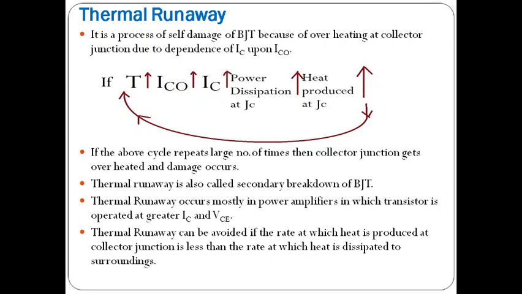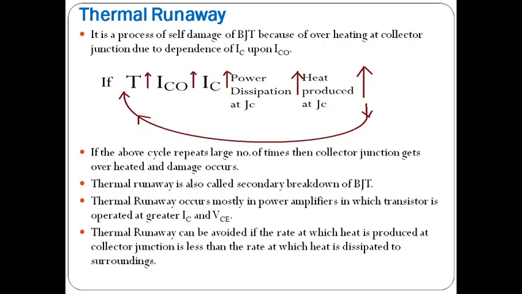This thermal runaway is also called secondary breakdown, because the collector junction goes into the breakdown region. Thermal runaway occurs mostly in power amplifiers. Why? Because in power amplifiers, the transistor is operated at higher values of collector current and VCE values. That's why thermal runaway mostly occurs in power amplifier circuits. This thermal runaway can be avoided.